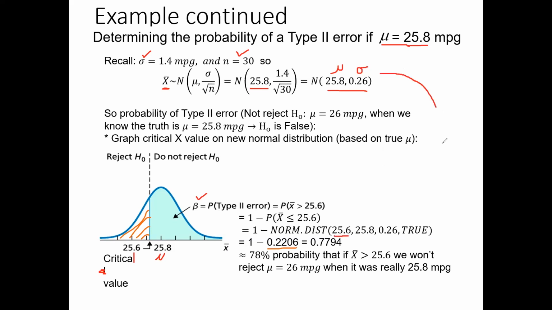But now we use what's the truth in here. We're going to use the 25.8 and the 0.26 for our mu and sigma for this normal distribution around the true mean. And if that's the case, what we get is 1 minus 0.2206, or 0.7794, is this shaded blue area. So that means we have around a 78% probability that if the sample mean is greater than 25.6, we won't reject a sample mean of 26, even when it was really 25.8.